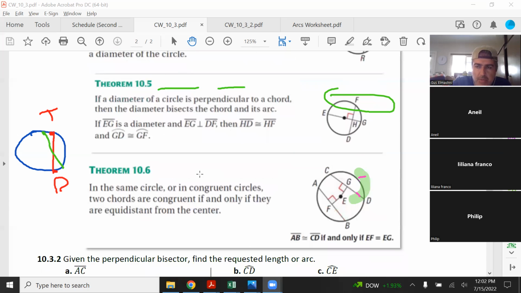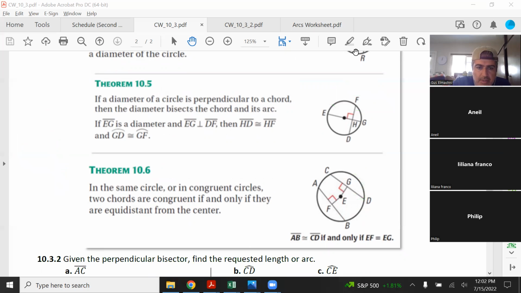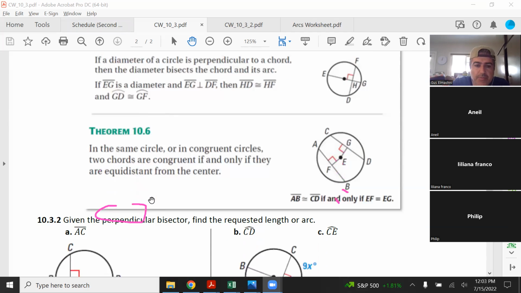And then lastly, this should seem intuitive as well. If you have two chords, CD and AB, and it so happens that they're of equal distance from the center, so you have EF and EG, same thing, then the chords themselves will also be the same. Or if you have two chords that are the same, then they'll both be of equal distance to the center. And so the if and only if means you can go both ways. So the converse is also true.